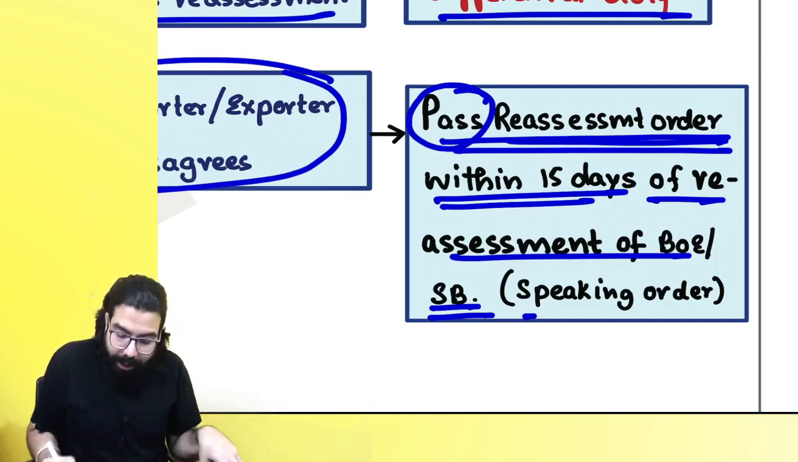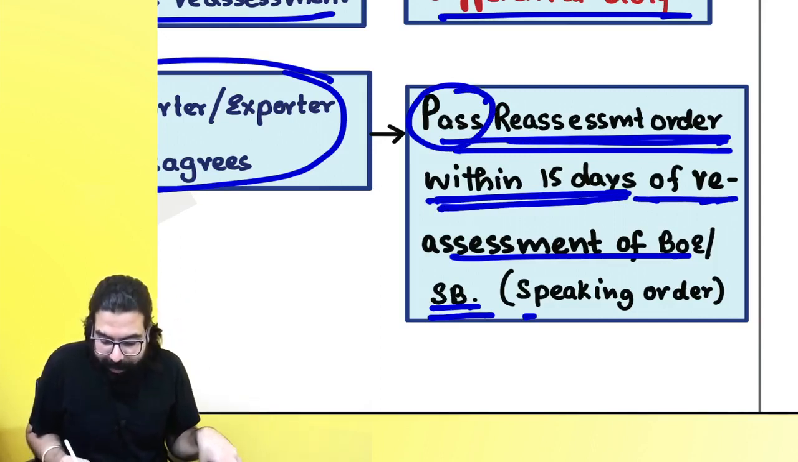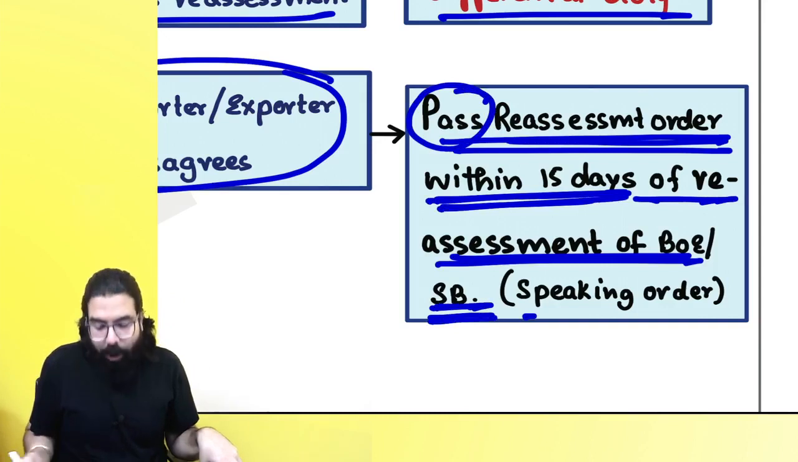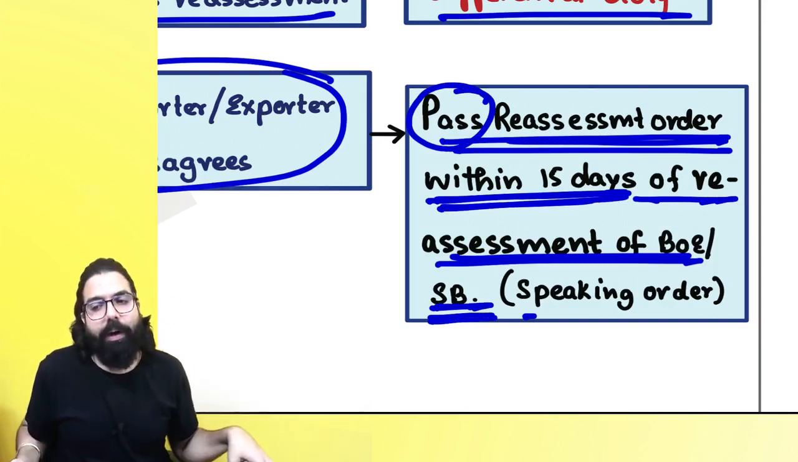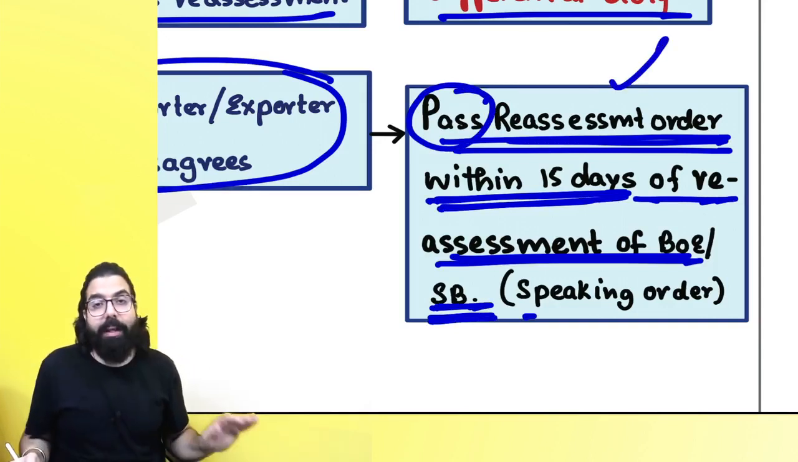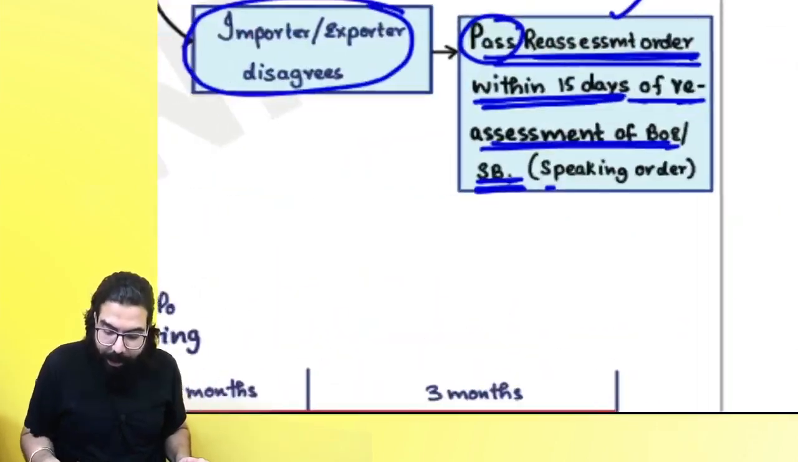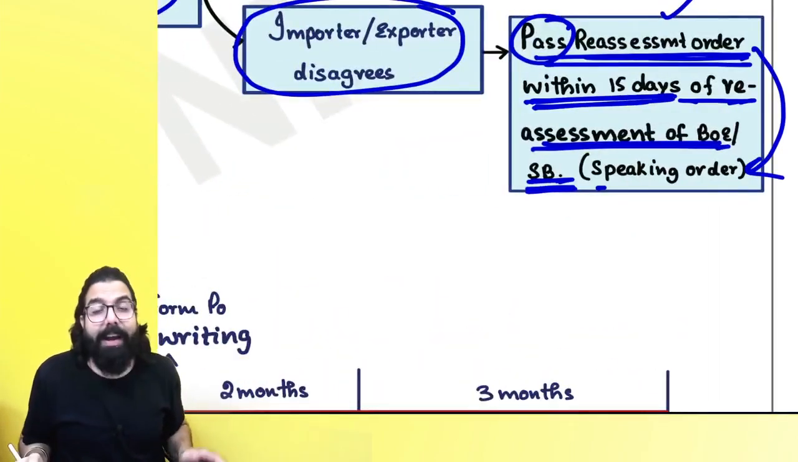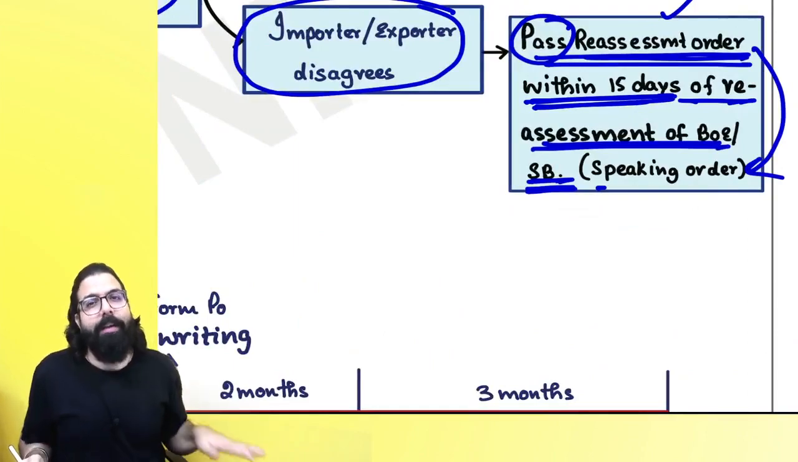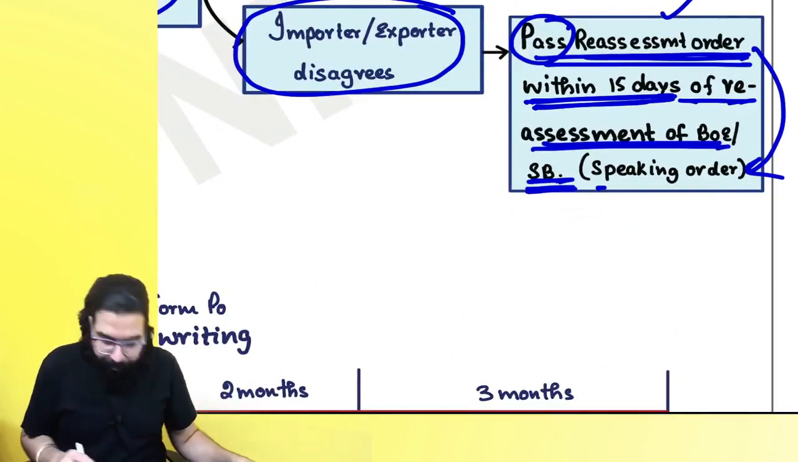Reassessment order within how many days? 15 days of the reassessment of the shipping bill or bill of entry. He will pass a reassessment order within 15 days. Okay, sir, point is clear. And always remember, the reassessment order will be a speaking order. It should state all the facts, etc. Okay, sir, point is clear.